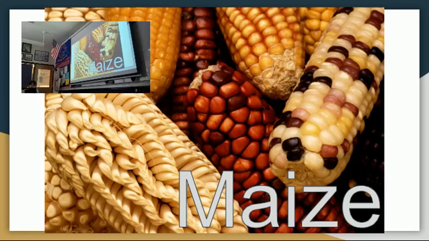Now, maize is a type of corn. If you go to the really deep Southwest, you might be able to find it. We don't sell a lot of it in the United States because it is extremely bland. Okay, it doesn't have a lot of taste to it. But down in Mexico, maize is actually more popular than our traditional yellow corn. And a lot of that's cultural.